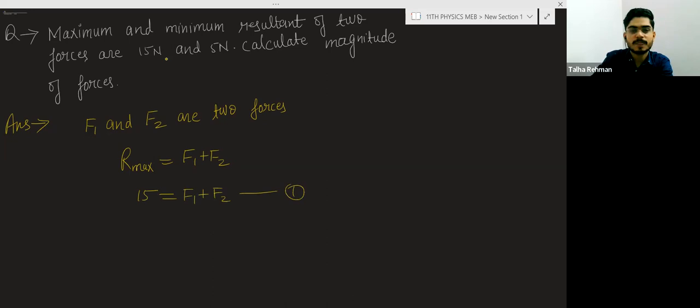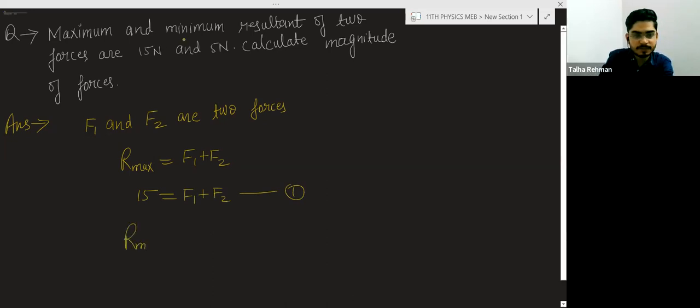Second equation, minimum resultant means R minimum will be F1 minus F2. So R minimum is given as 5. So this will be your second equation. Now you can solve both the equations easily.